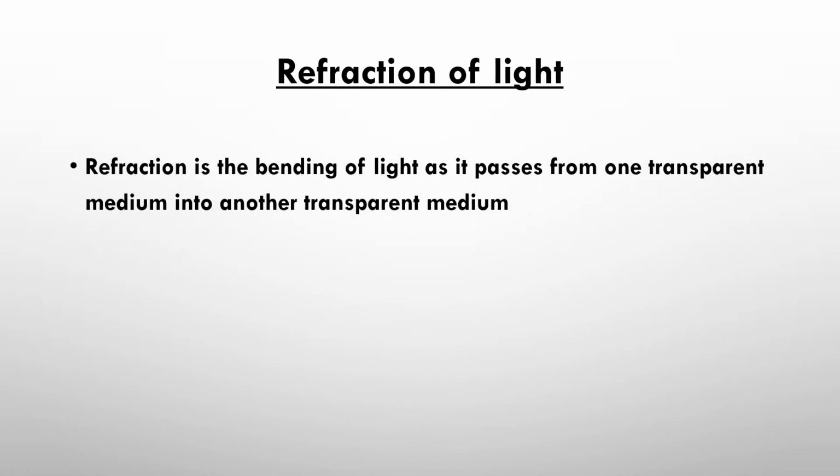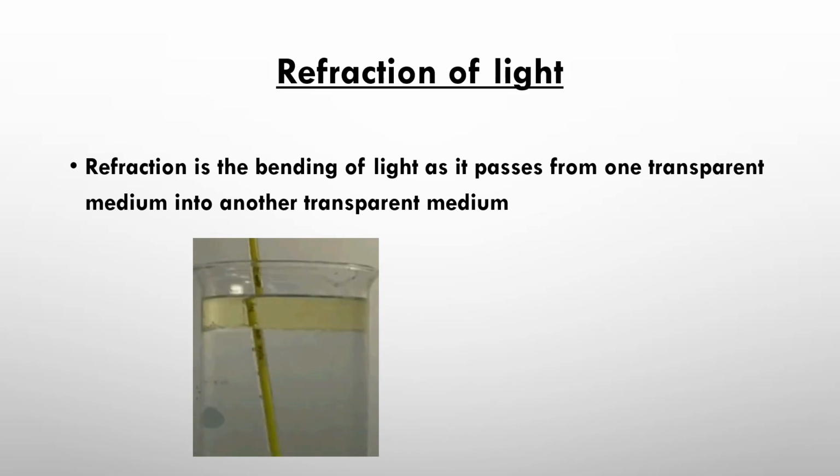Okay, now let's move to the next part of our lesson, that is about refraction of light. So, the definition for refraction of light is that it is the process of bending of light as it passes from one transparent medium to another transparent medium. So, the path of the moving of light changes when it is moving from one transparent medium to another. So this process is called refraction of light.